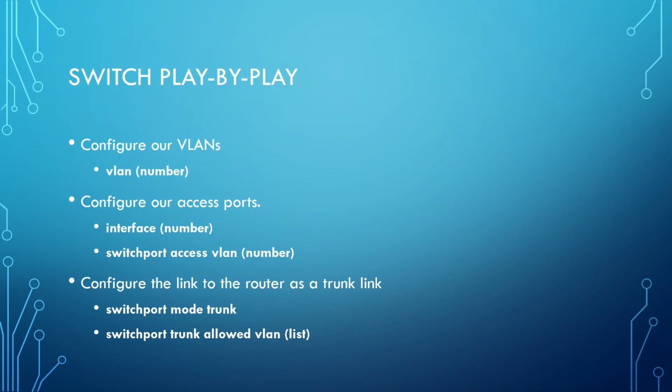Then the link, so the interface which links our switch to our router, would have to be configured as a trunk link, because we need to carry traffic from multiple VLANs over a single link. And then if you want, we could do some VLAN pruning so that we can cut down the allowed VLANs over that trunk link.